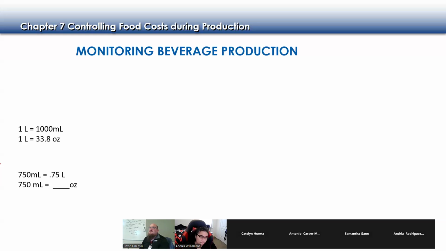Unfortunately, not unfortunately, but we use ounces most of the time in a lot of our beverages and our liquid measuring. And so sometimes things come in liters, but we are measuring in ounces. And so this is a conversion that you just have to memorize, just like 8 ounces in 1 cup, just like half a fluid ounce is 1 tablespoon. You just have to memorize that 1 liter is 33.8 ounces. This is important that you memorize 33.8 ounces in 1 liter.